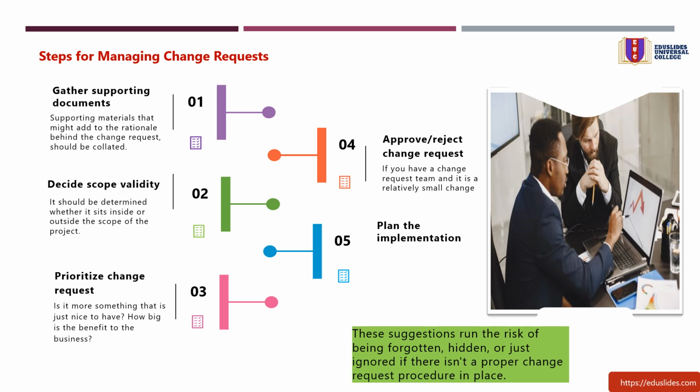5. Plan the implementation. If the decision is to reject the request, the person who submitted the request should be informed and the reason for rejection should be explained. If the change is approved, then the next step is to put the relevant plans into place to implement the change. This will involve allocating the tasks to the relevant team or resources.